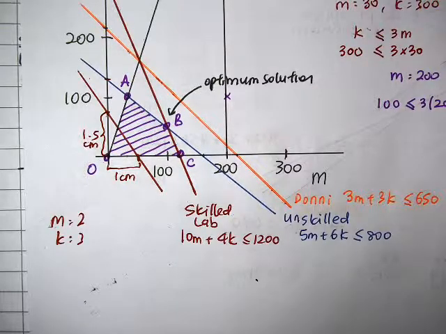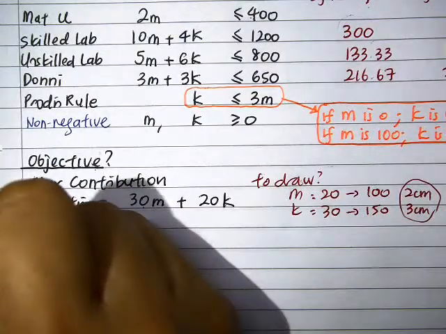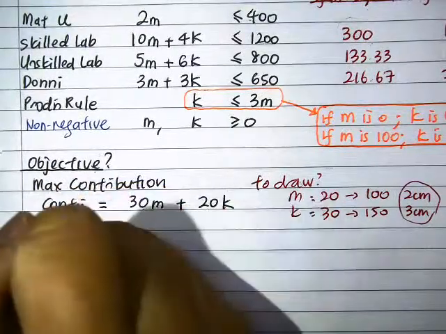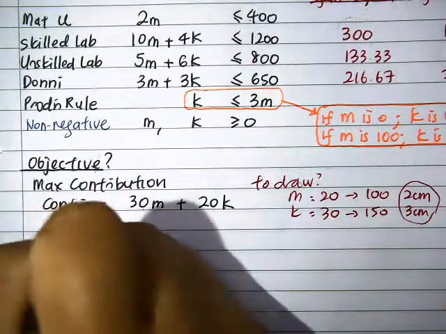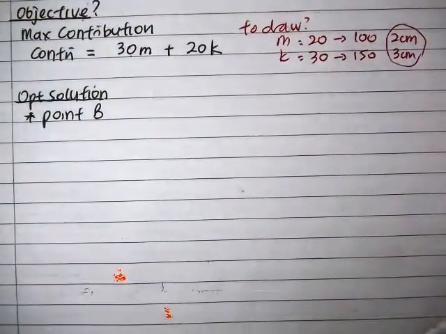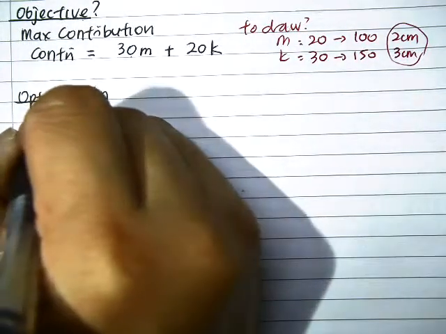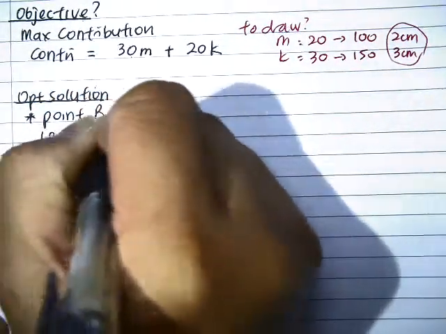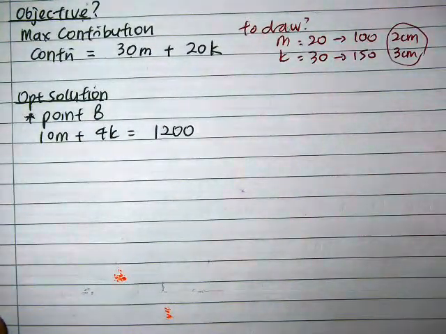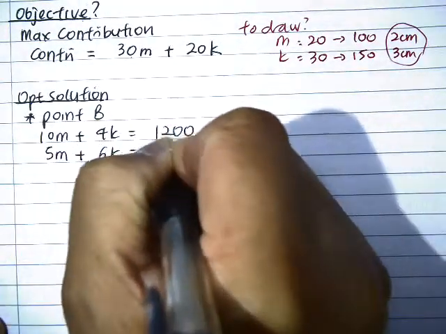Okay, now, your optimum solution is point B. At point B, how many units do you have to make? The equations that we need to solve simultaneously are 10m plus 4k equals 2002, and 5m plus 6k equals 800.